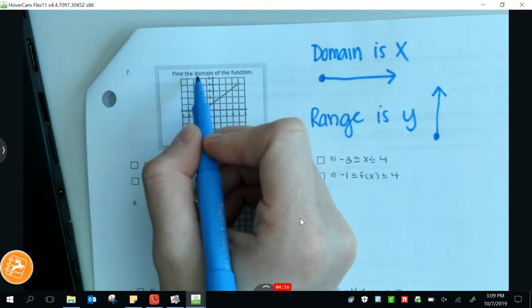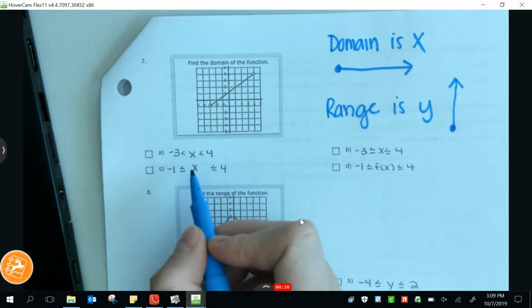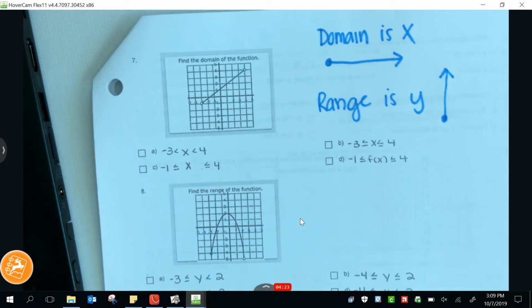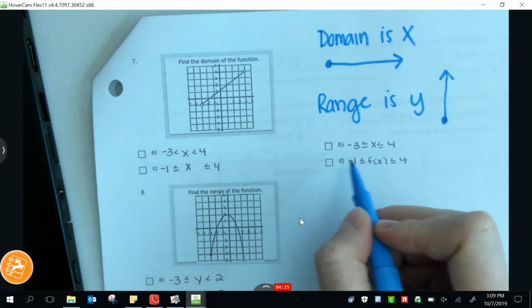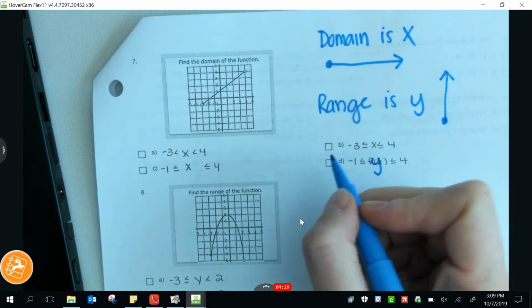So in this one, we want the domain. We want the left to right. So first of all, if I look at my answer choices, right away I can cross one out. And I can cross this one out because this is y. Y is the range. We don't want the range.